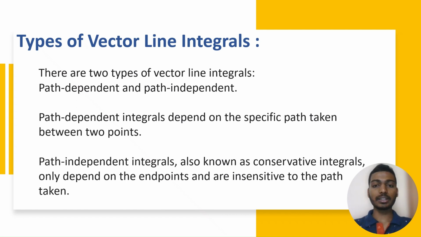Types of vector line integrals. There are two types of vector line integrals, that is path dependent and path independent. Path dependent integrals depend on the specific path taken between two points. Path independent integrals, also known as conservative integrals, only depend on the endpoints and are insensitive to the path taken.